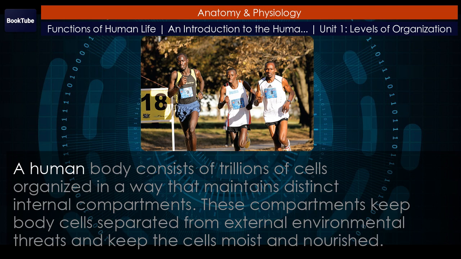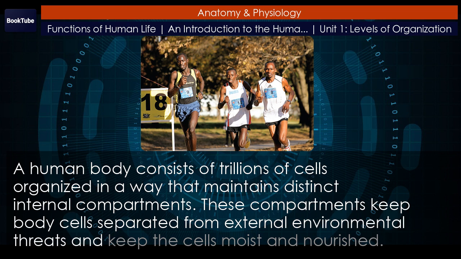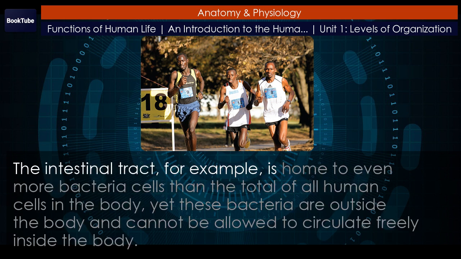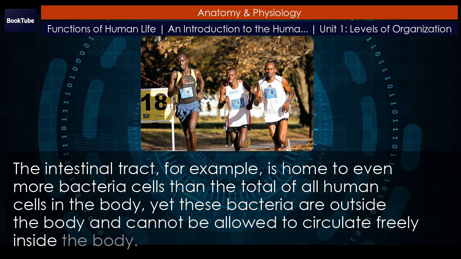Organization. A human body consists of trillions of cells organized in a way that maintains distinct internal compartments. These compartments keep body cells separated from external environmental threats and keep the cells moist and nourished. They also separate internal body fluids from the countless microorganisms that grow on body surfaces, including the lining of certain tracts or passageways. The intestinal tract, for example, is home to even more bacteria cells than the total of all human cells in the body. Yet these bacteria are outside the body and cannot be allowed to circulate freely inside the body.